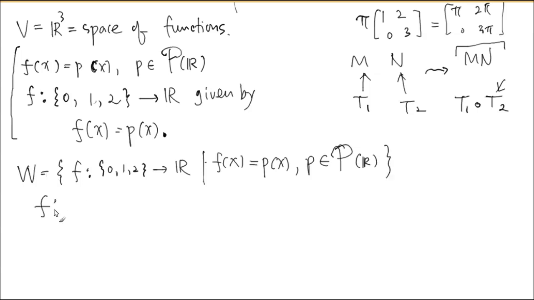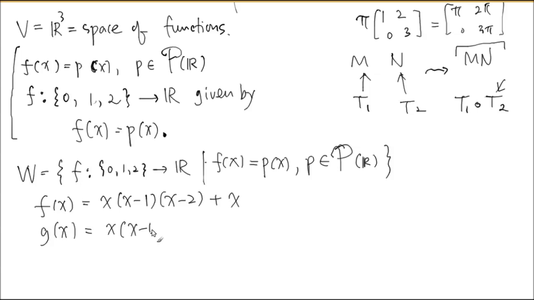So here, if f of x is x times x minus 1 times x minus 2 times x, and if g of x is given by x minus 1 times x minus 2 times the square plus x, you're looking at 2 different polynomials, right? One has degree 3, the other one has degree 4 actually, because I squared that part, right? These are 2 different polynomials, right? But as a function on these 3 points, do you believe this is the same function?